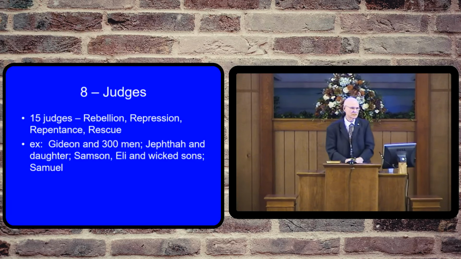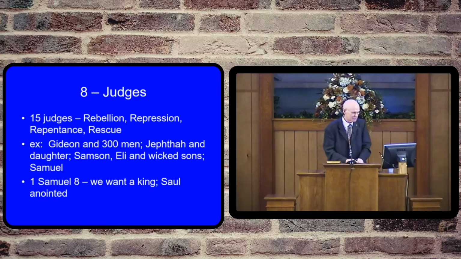Several of the judges, a couple we can mention here. Gideon is known because he started out with a large army, and God reduced it down to only 300 men when he went to battle. Jephthah made a very unwise vow with his daughter. Remember that? Eli and his wicked sons, and Samuel, the prophet, priest, judge, the last of the judges.